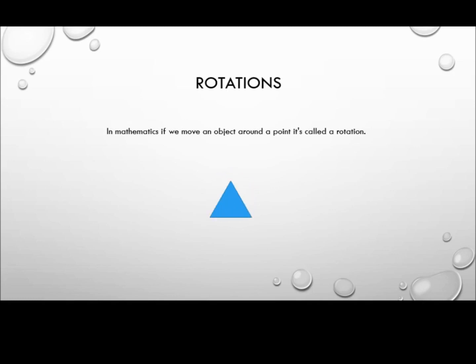In mathematics, if we move an object around a point, it's called a rotation. That can be any point, whether it's the object's own centre, or the origin, or any other point on the graph. If we're moving it around a point, we call it a rotation. And that's about all there is to it.